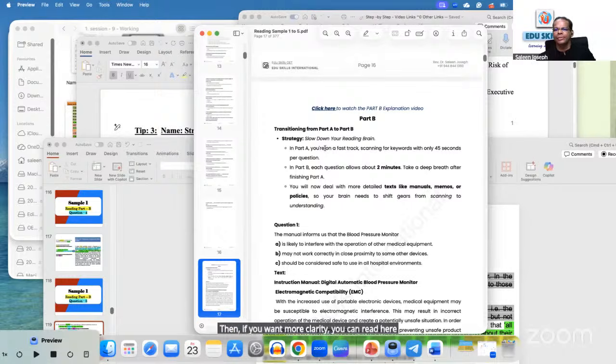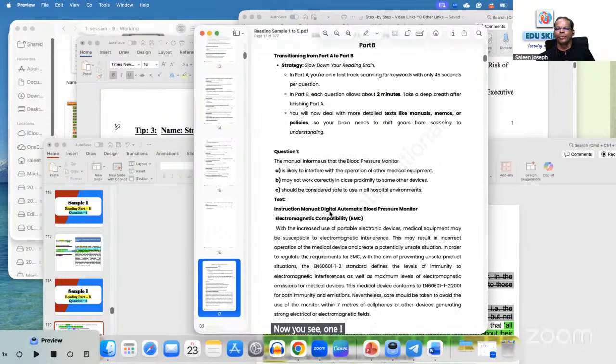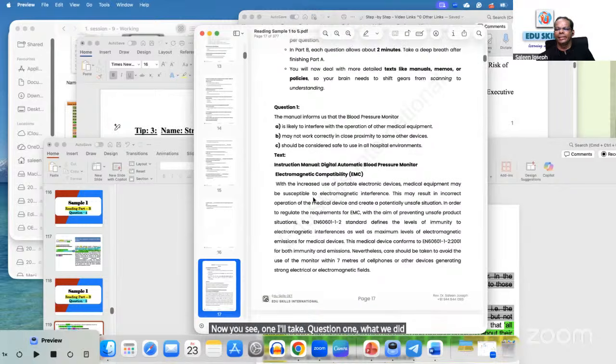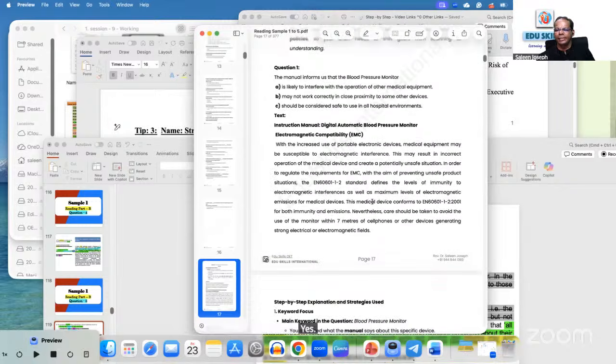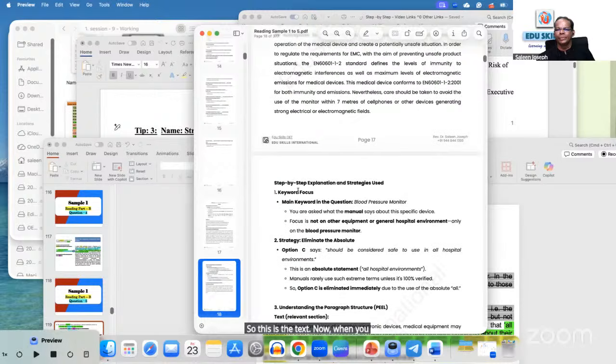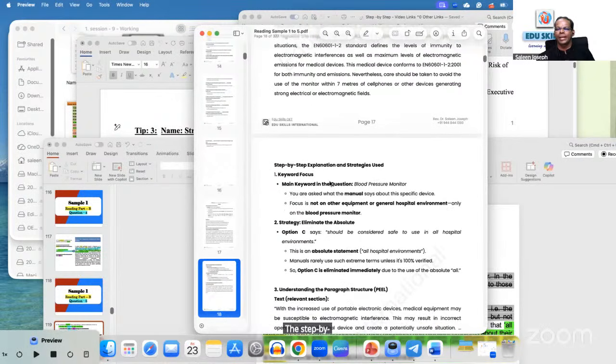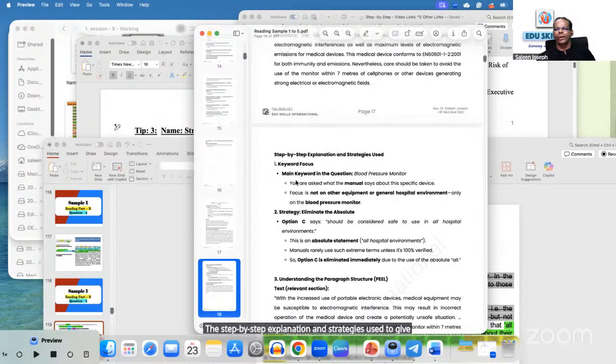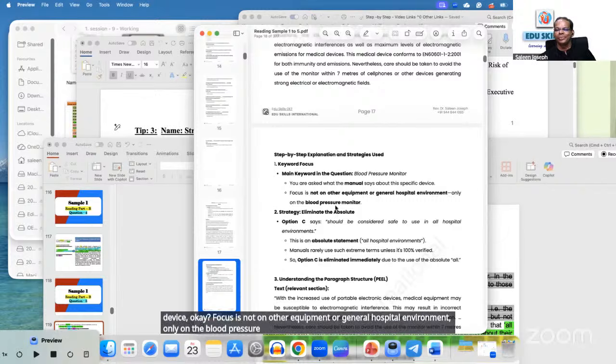What are the strategies used? Now you see, I will take Question 1, what we did just now, right? So this is the text. Now when you go here, you see the step-by-step explanation and strategies used. Keyword focus: the main keyword in the question is blood pressure monitor. You are asked what the manual says about this specific device. The focus is not on other equipment or the general hospital environment, only on the blood pressure monitor.